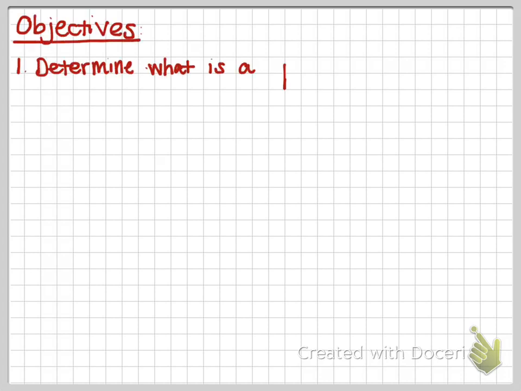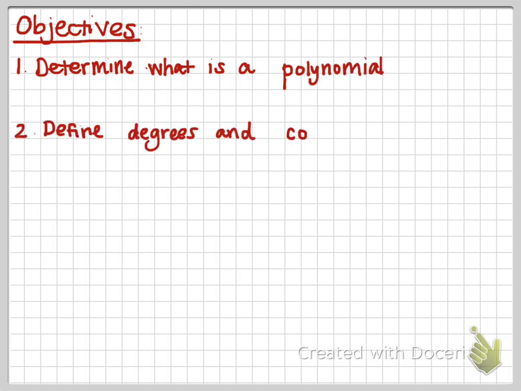So the first thing we're going to do is determine what is a polynomial, and we're going to define that, give some examples. And then the second objective is to define what are degrees and coefficients, just some vocabulary for us in this video. So starting with what is a polynomial.